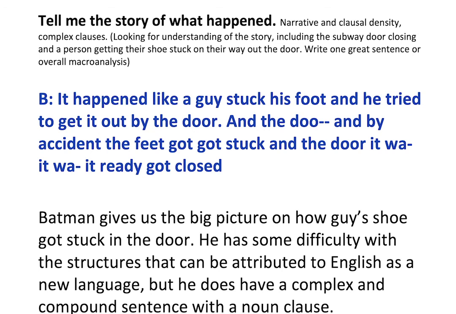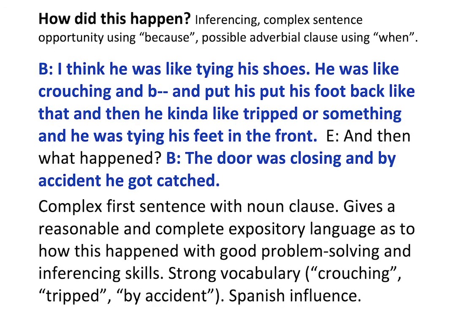And you know, there are definitely features of Spanish influenced English, or transfer from Spanish. But he does a beautiful job in telling the story. And you can see that he has the underlying syntax. How did this happen? Now let's see if we can get some inferencing, complex sentence opportunity using because, maybe when.